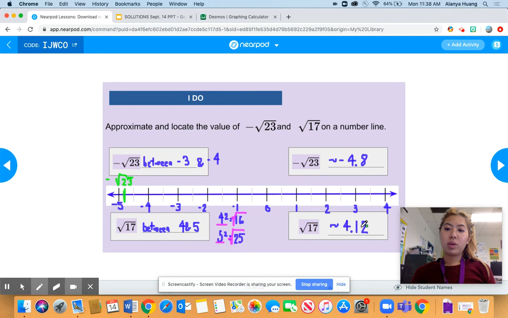And 4.12 is, if this is 4, let's say 4.12 is around right here. So this is going to be square root of 17 on the number line. So we approximated the values, and then we located them on the number line.